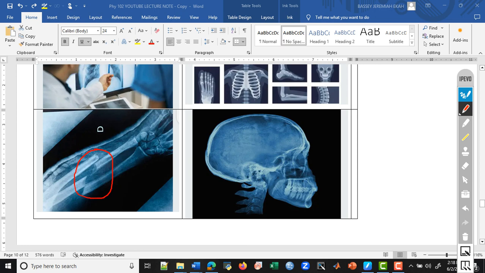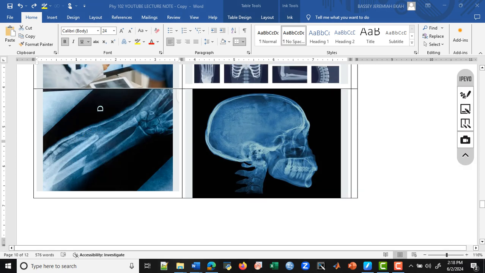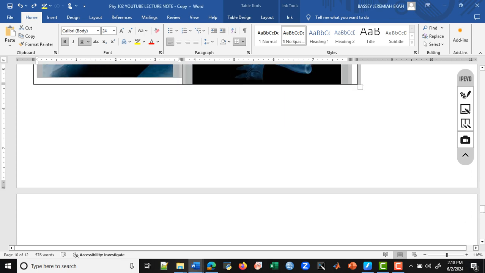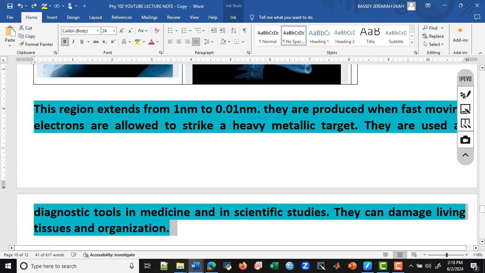If you consider or look at the figure we had for electromagnetic spectrum, you see that X-ray lies in between the gamma ray and the UV ray. Okay, so this region extends from 1 nanometer to 0.01 nanometer. It lies between the gamma ray and the UV ray. They are produced when fast-moving electrons are allowed to strike a heavy metallic target.